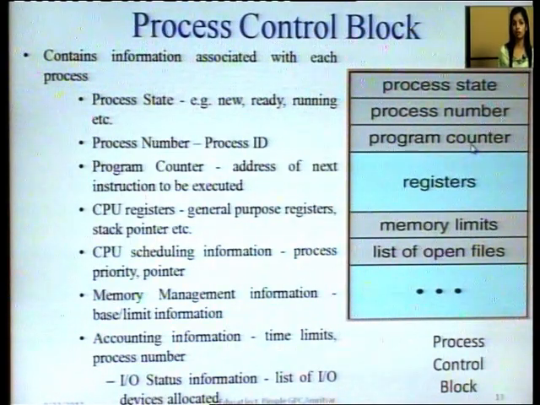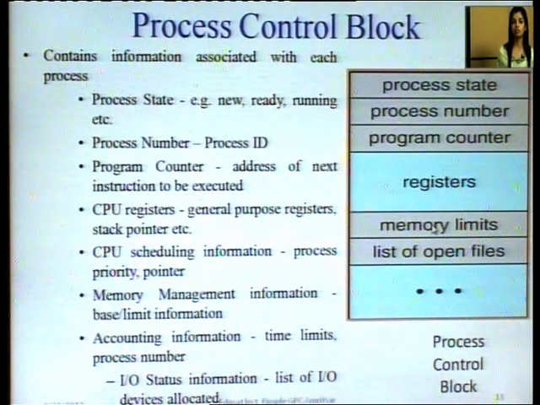Then program counter. Program counter stores the address of the next instruction to be executed. That means first one is going to execute, then which process is executed after the first. Now registers, these are the general purpose registers that store our intermediate results. Memory limits, that means how much memory, what is the base limit, what limited information is going to be stored in this.